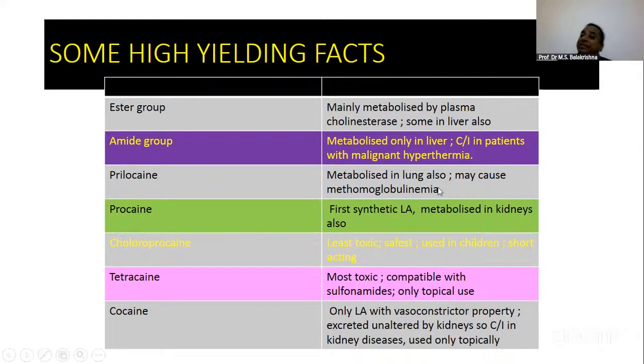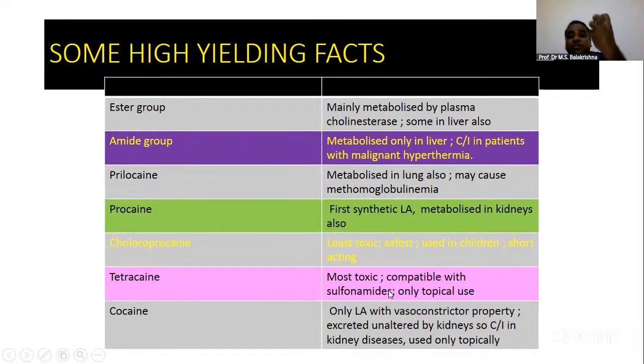Prilocaine is metabolized in the lung also. Procaine, the first synthetic LA, is metabolized in the kidney. Chloroprocaine is the least toxic, the safest. It is given for children also. Short acting. Tetracaine is toxic, compatible with sulfonamides.